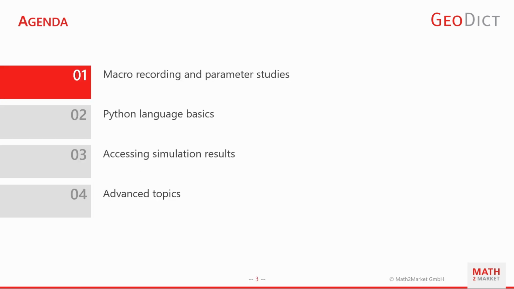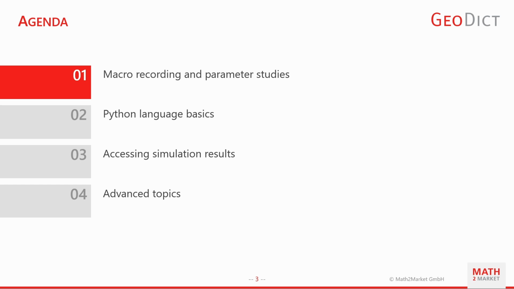In detail, we will start in part 1 with macro recording and parameter studies. There, I will introduce you to GeoDict commands. I will explain what commands are and how they work. Afterwards, we together will record and play back GeoDict commands in the form of macros and have a look at the structure of a GeoPy macro. We will introduce variables in the macro and use VariMacro for a parameter study.